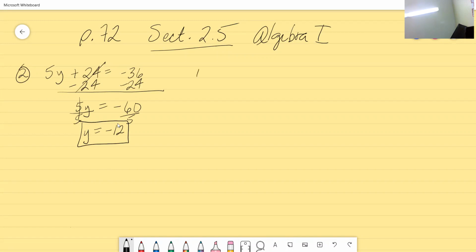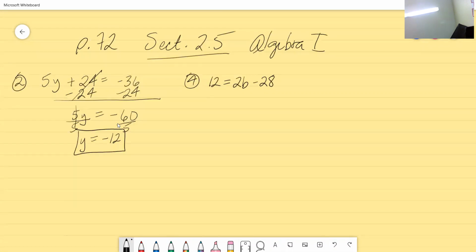All right, so number 4 tells us that 12 equals 2b minus 28. All right, so we can see on the side with the variable, we are multiplying it times 2 and subtracting 28 from it. So doing our order of operations backwards, let's add 28, add the inverse of negative 28 to both sides. This becomes 0, so we have 2b equals 28 plus 12, which is 40. So then you divide both sides by 2, since that's the inverse of multiplication, and you're left with b equals 20.